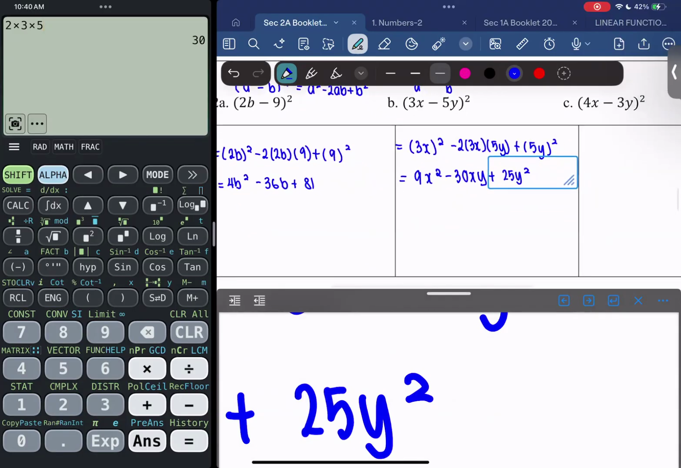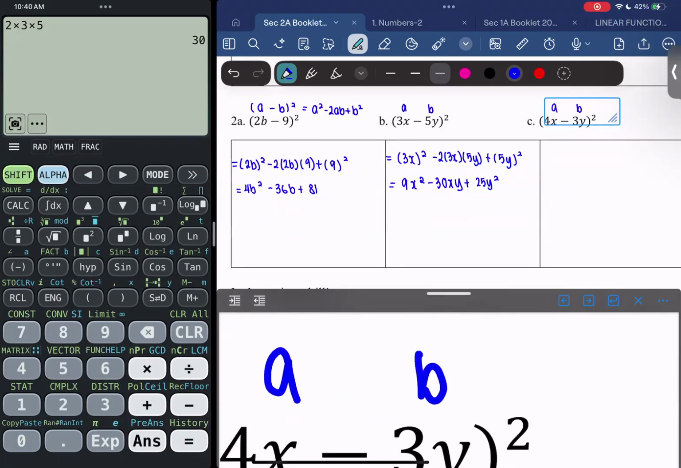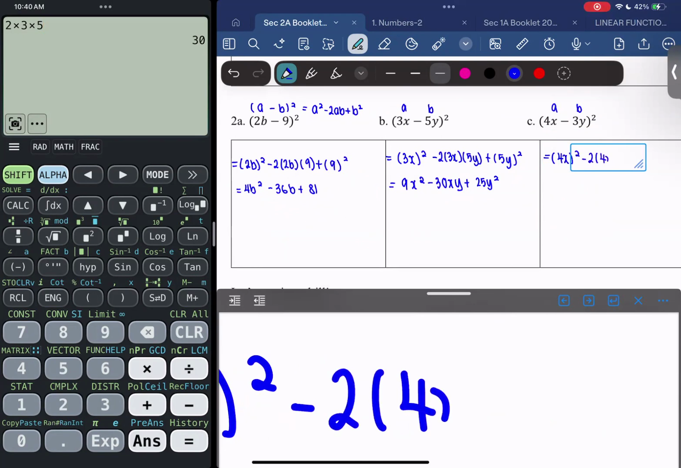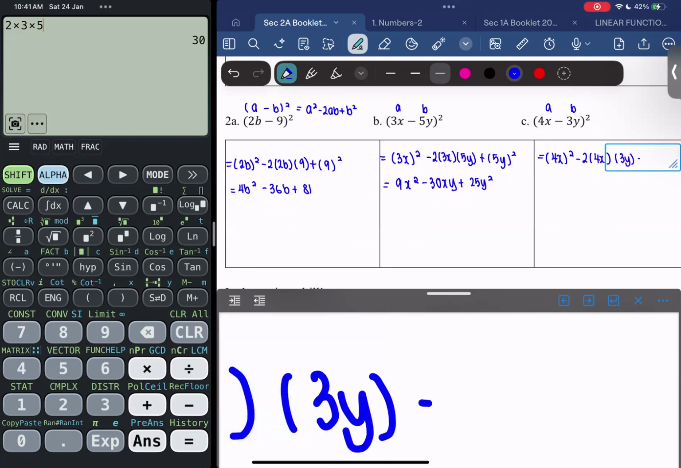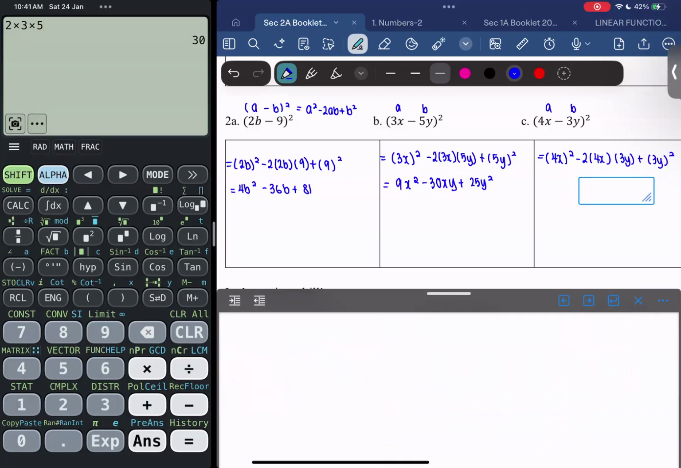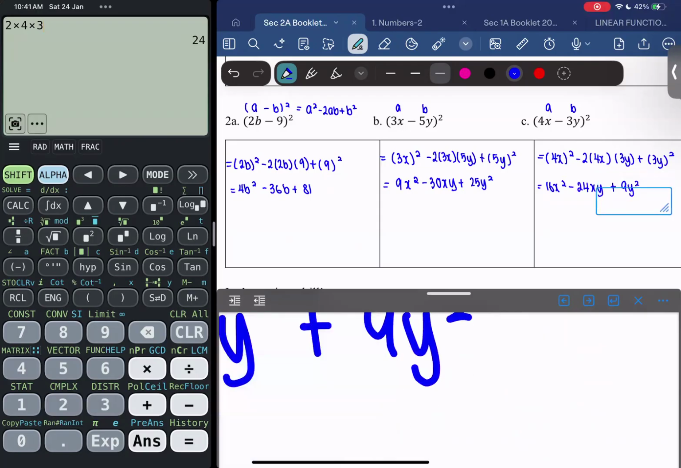Last one together. Again, a, b, apply the formula. 4x squared minus 2 times 4x times 3y plus 3y squared. Open up the bracket. 16x squared minus 2 times 4 times 3. On the calculator, we get 24xy plus 9y squared.